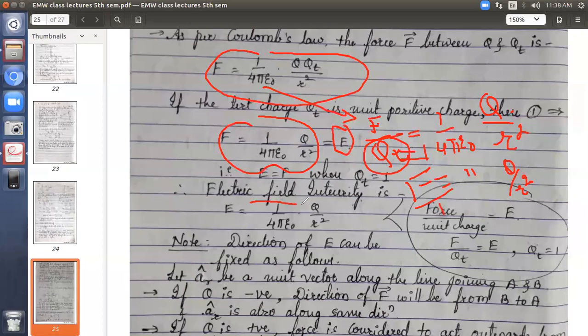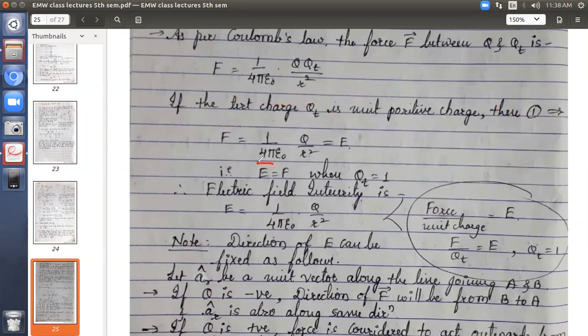So what is electric field intensity? E is equal to only this much. One more charge Qt is there, and that Qt is equal to 1. Under that condition, force will become electric field. That's what is equated here. You can observe, I'll show you: E is equal to F when the test charge considered is equal to 1, Qt is equal to 1.